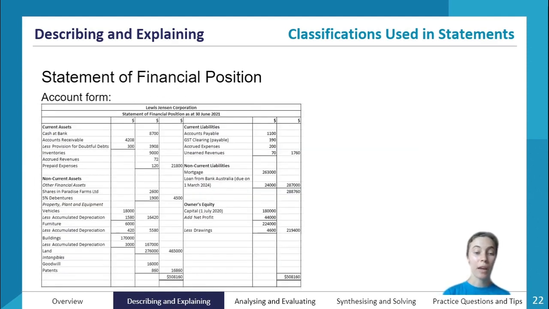And account form, you can see more of a horizontal structure in that you've got the things next to each other. So current assets here is on the left and current liabilities on the right, with the owner's equity at the bottom there. And you've got your figures that are matching up on each side, you can see those total values at the bottom.